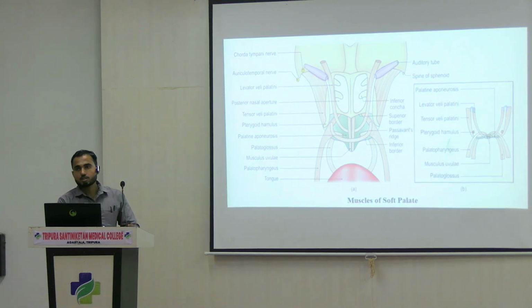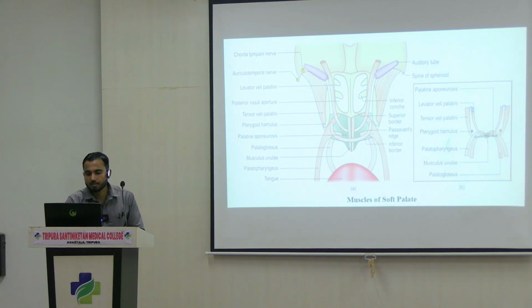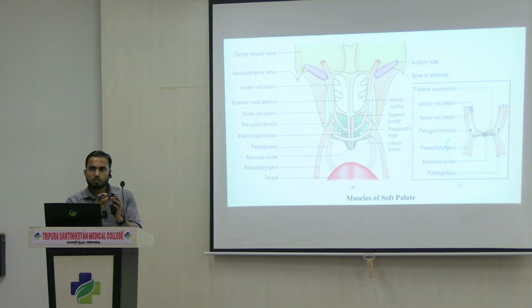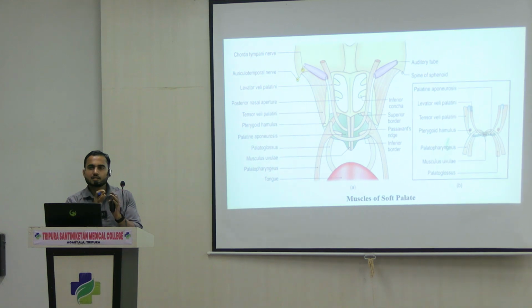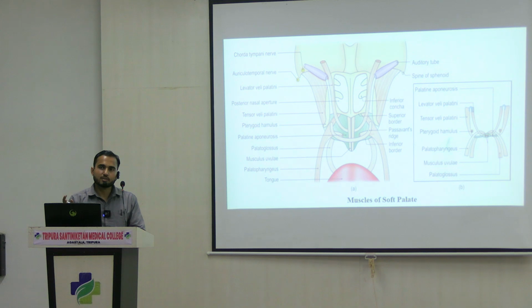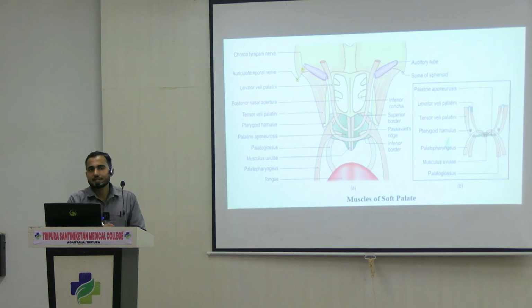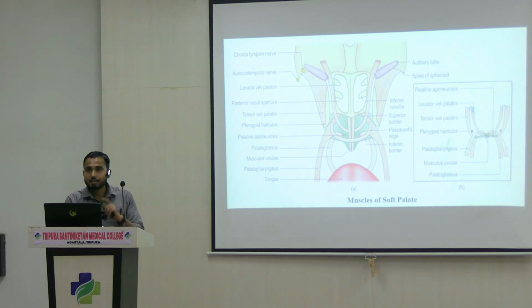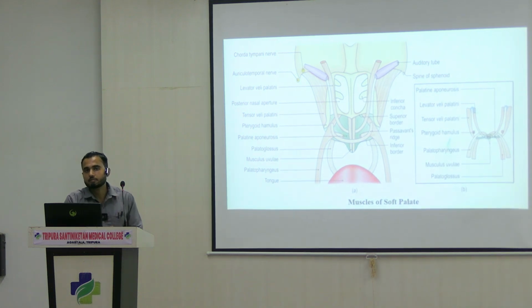So what is the origin of the tensor veli palatini? As a whole, we'll say that it arises from the sphenoid bone right now, because there are various parts of the sphenoid bone which you have not studied. That's why as a whole we'll say that it arises from the sphenoid bone. Along with that, it also takes origin from the pharyngotympanic tube, or the auditory tube.